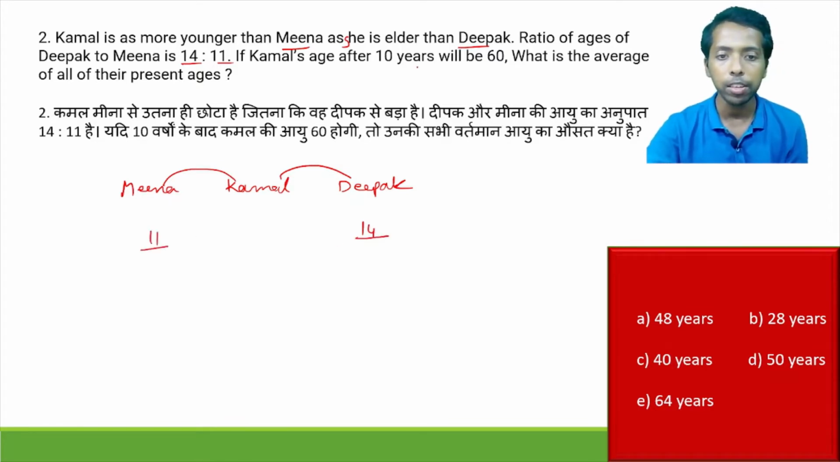If Kamal's age after 10 years will be 60, so the present age is 50, and the ratio is given also on the basis of the present scenario. So this is Kamal's age, that is 50, and we have to find out two specific ages for Meena as well as for Deepak, so that the difference between the two in respect of Kamal's age, that is 50, would be the same.